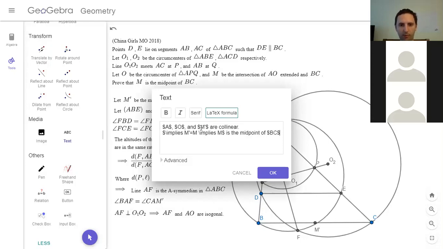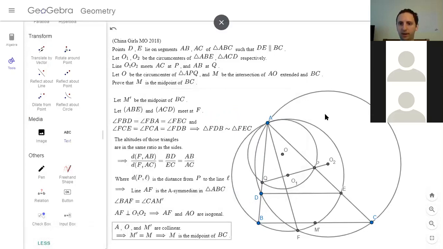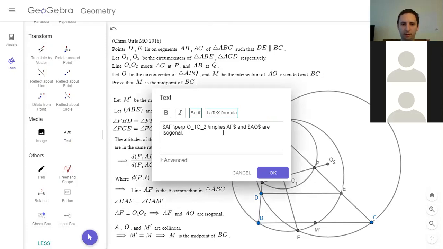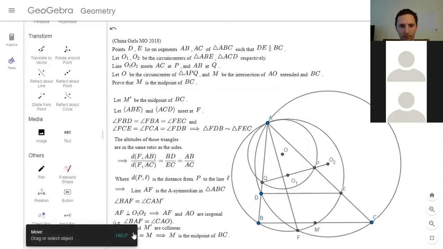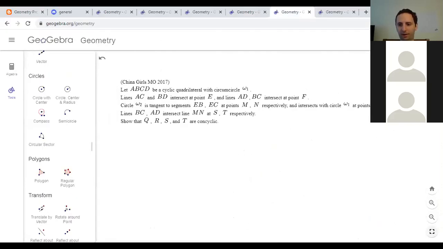All right, so now we'll move on to the next problem. This is a cool one. Let's see. BAF is equal to CAO. All right. There we go. And now we are ready to move on to the next problem. So yeah, we use this key property here of symmedians, which I've used maybe like 3 times before. But yeah, it came in handy this time. All right, thanks for the help with that.